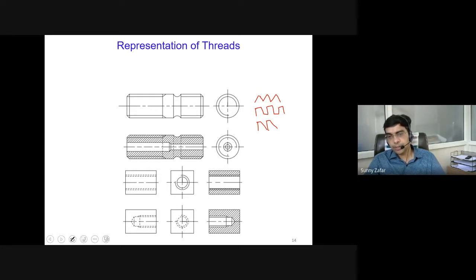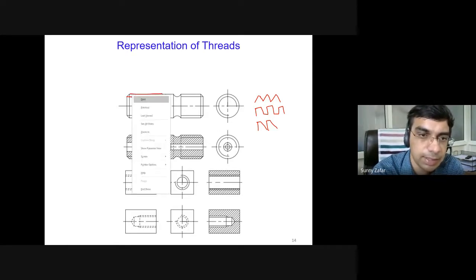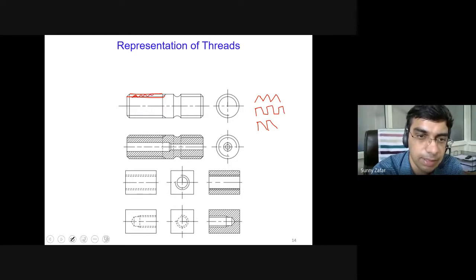So to avoid this cumbersome task, or to ease this task, the threads are represented using a convention which is shown here. All the external threads in the front view are shown using this line, which indicates that this depth is taken by the threaded surface. And in the side view, there are two concentric circles which show that the thread is being housed in between these.